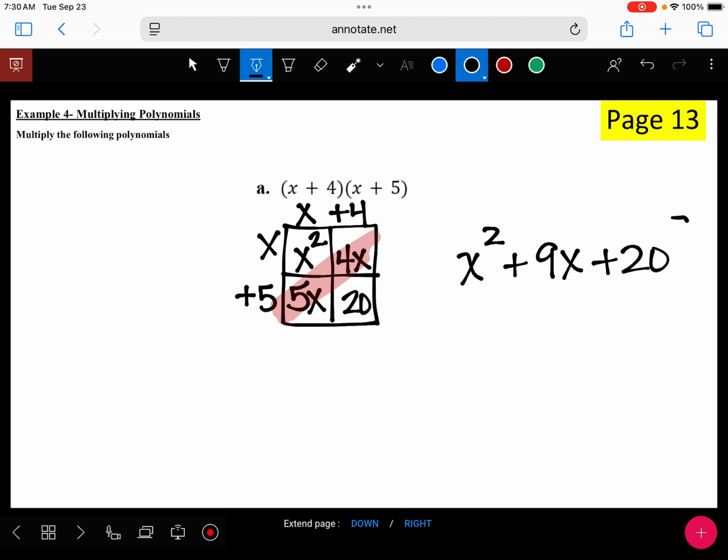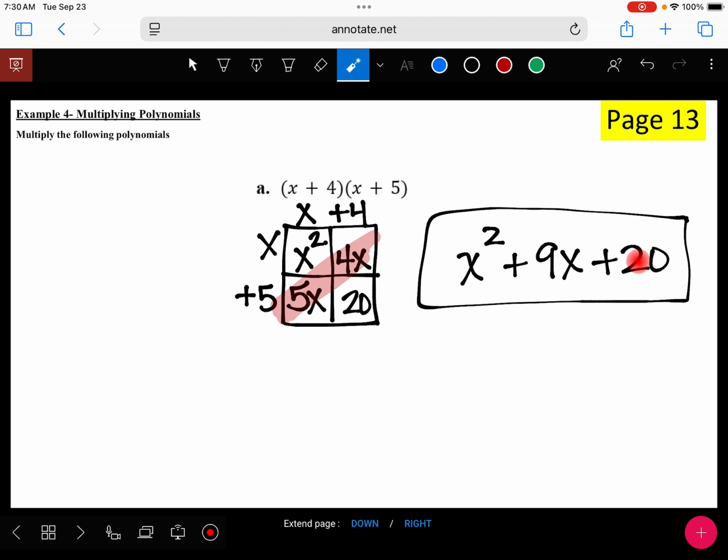It's kind of like we're doing the opposite of what we would do if we were factoring. If we were factoring, we would put the 20 here and the x squared here and find our numbers that multiply to 20. So multiplication is the opposite of factoring. Factoring, we're taking it apart. Multiplication, we're putting it together.